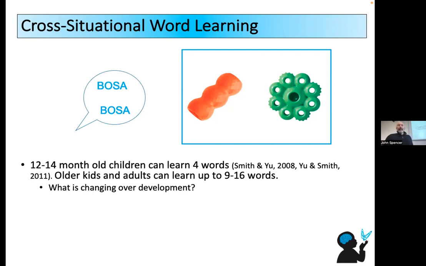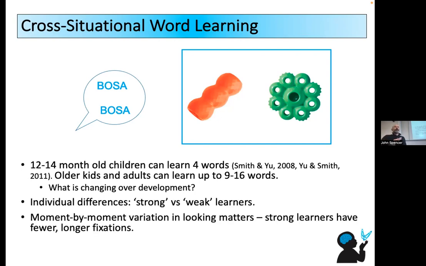So in the developmental literature, if we do this type of experiment with 12 to 14-month-olds, some data suggests they can learn 4 words using that procedure. Whereas if we do that with older kids and adults, they can learn 9 to 16 words. So of course, an interesting question is, what's changing over development to enable that better word learning?